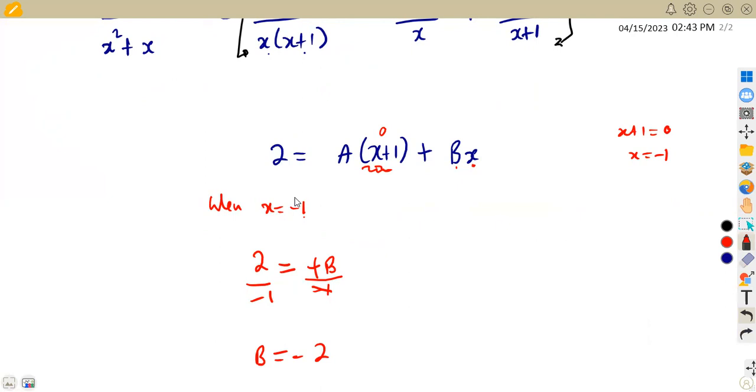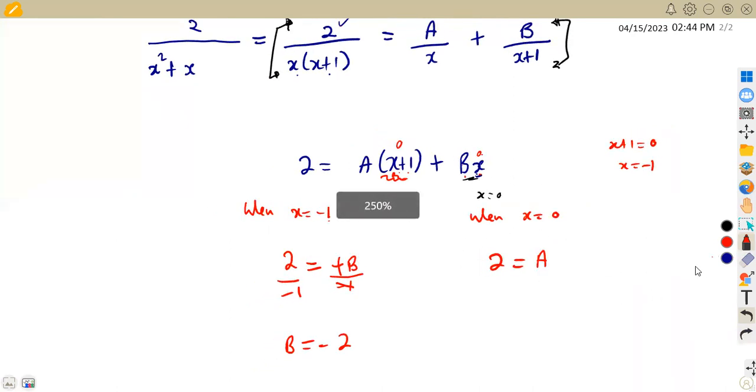So now having the value of b, we can calculate the value of a by letting x be equal to 0, which means we can eliminate this whole part. All right, so when x is equal to 0, 2 is going to be equal to 0 plus 1, that's 1 times A, which is A. Then here, 0 times B, that's a 0. Which means A is equal to 2. So we have the value of A and also the value of B.